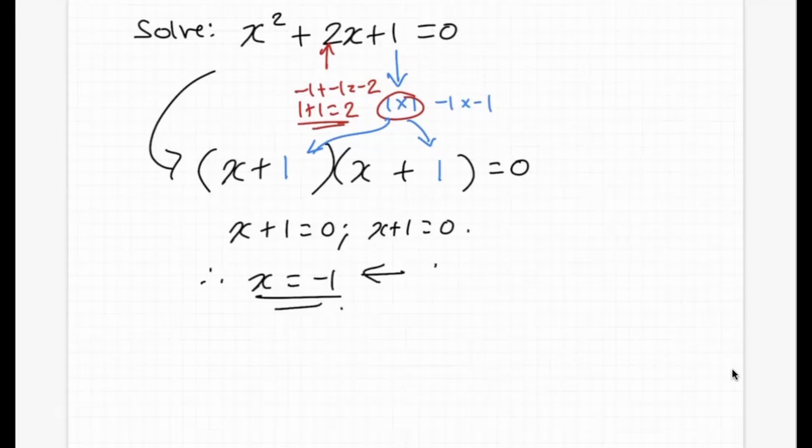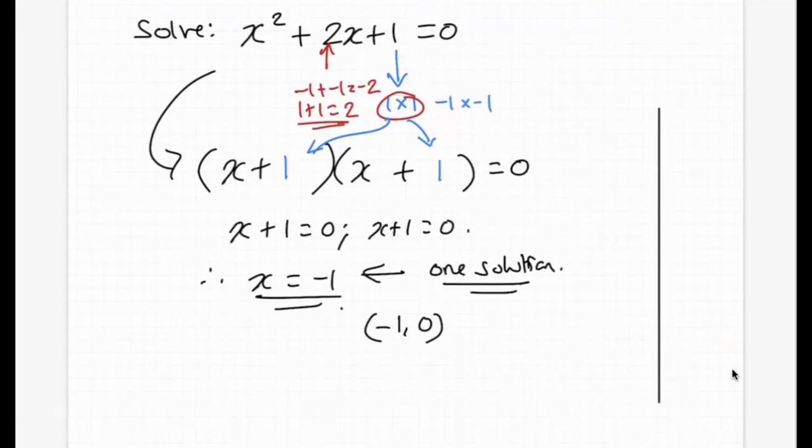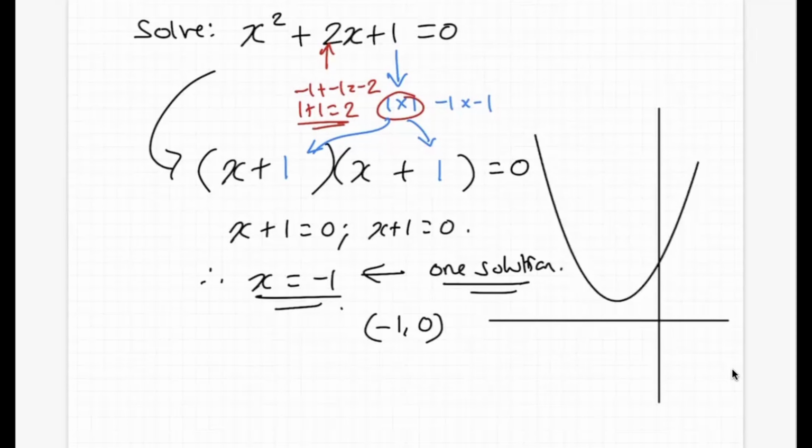And this quadratic also only has one solution. So it's going to cross the x-axis at minus 1, 0. So this graph will look something like that. Sorry, I said cross the x-axis. I mean, it's going to touch the x-axis because there's only one point here. It's not crossing it. It's going to touch the x-axis at minus 1, 0.